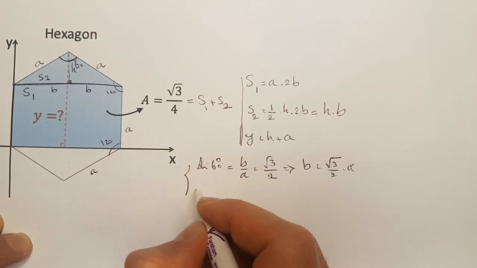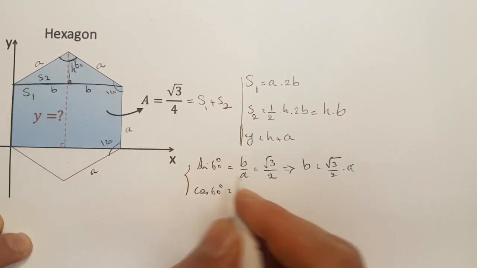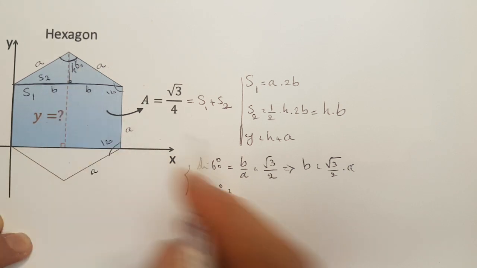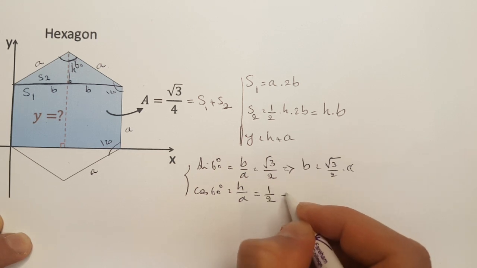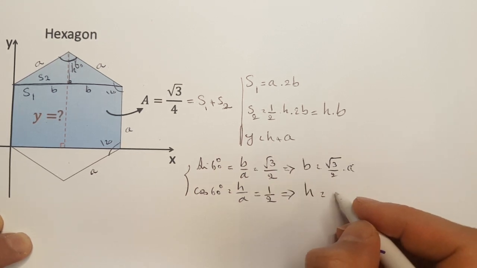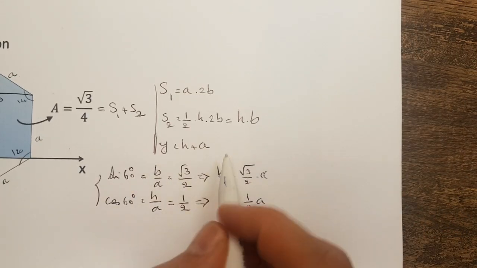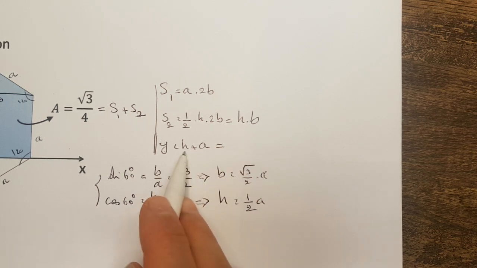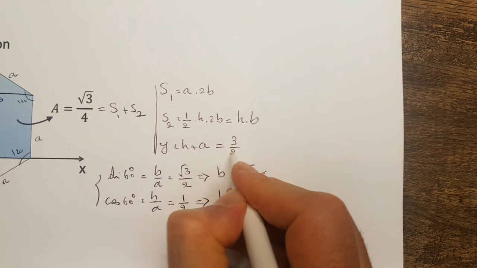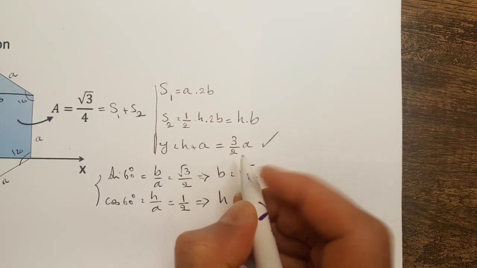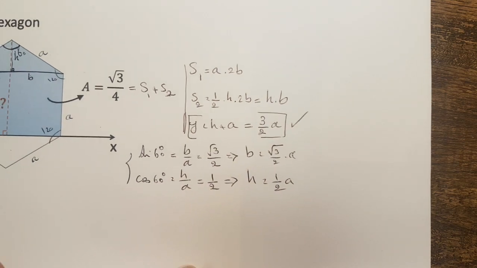And let's write cosine of this angle. So cosine of 60 degrees will be h over a. Cosine of 60 degrees is 1/2, and then h will be 1/2 of a. So up to here, we can write y in terms of a by just replacing h with this value. So y will be 3/2 of a. So this is something that we have calculated up to this point.